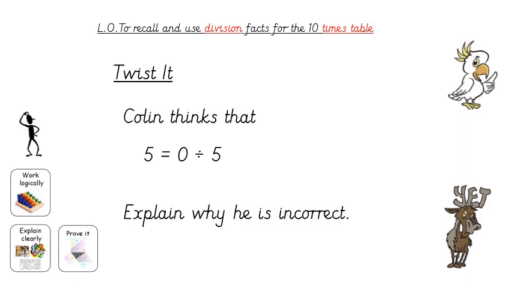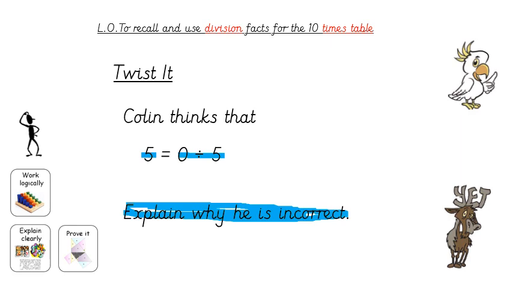So this is your twist it. Let's have a look. Colin thinks that 0 divided by 5 is 5. Explain why he's incorrect. Now this is a little bit different to the twist it you did, because when we divide anything by 0, it's always the same answer.